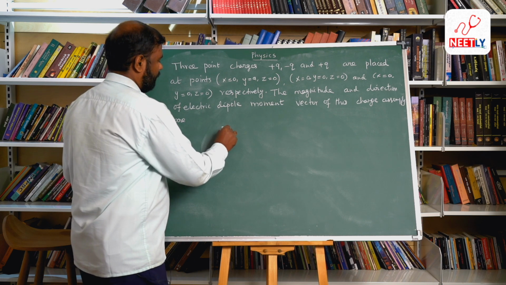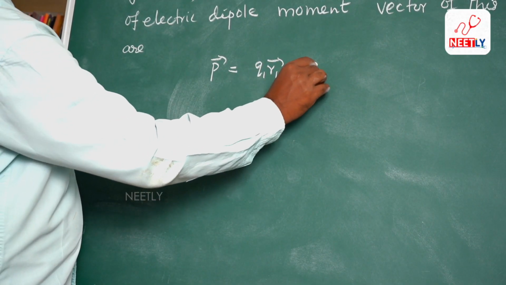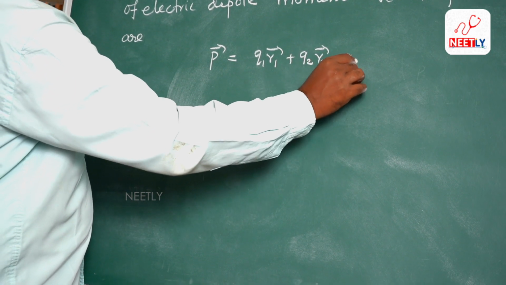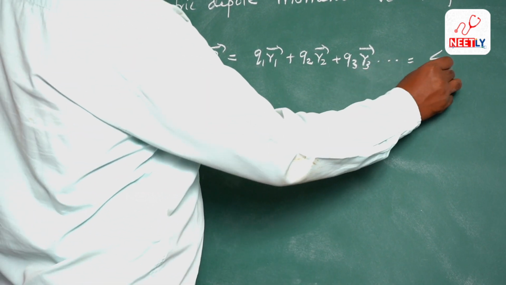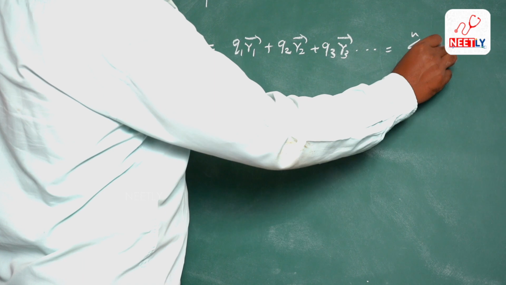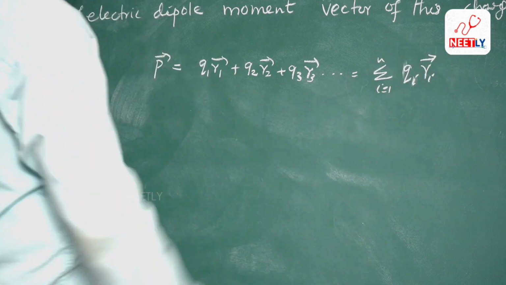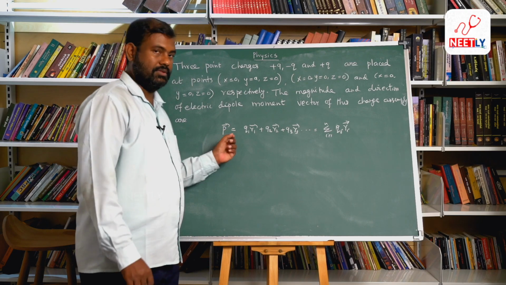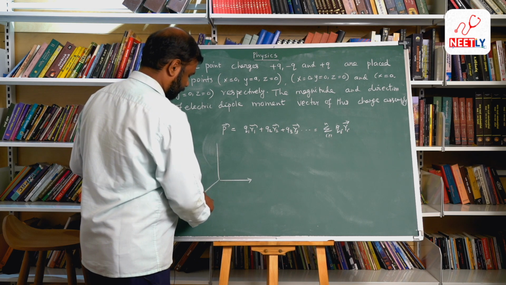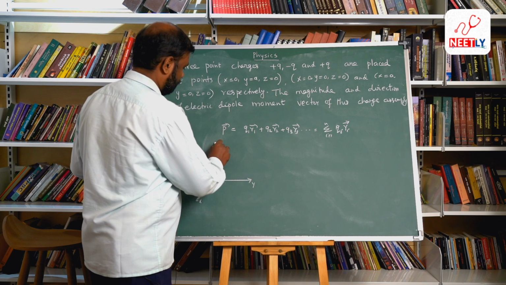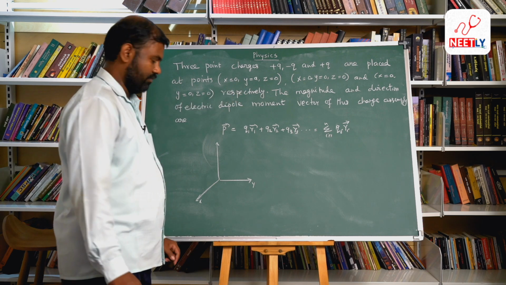So P is equal to Q1 R1 plus Q2 R2 plus Q3 R3. In general, the summation over i from 1 to N of Qi Ri. So this is the very important definition of electric dipole moment. So now, I think in all the cases we can take Z equal to 0.